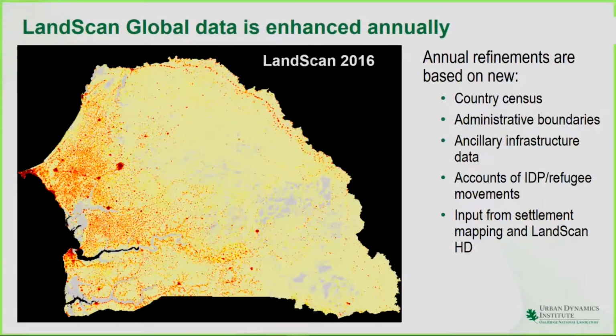And then we also include input from our settlement mapping and LandScan HD. So settlement mapping is basically using machine learning, computer vision to exploit high-resolution imagery and extract settlements very rapidly at a very high resolution. So using those settlement extractions to understand the baseline of where people are located. And then LandScan HD is another product that we develop at a 3 arc-second resolution for some areas. And where we have LandScan HD developed, we'll incorporate that to improve the spatial fidelity of LandScan Global.